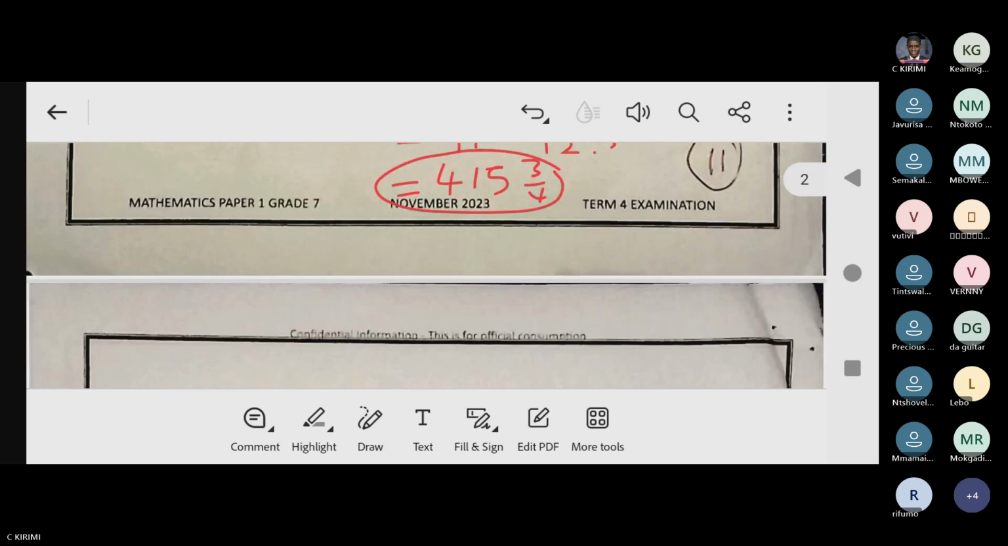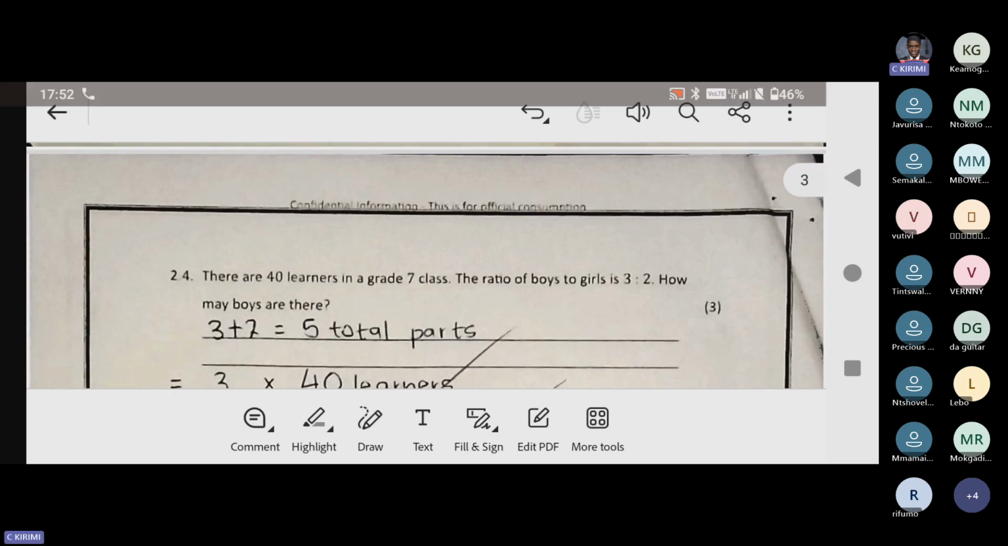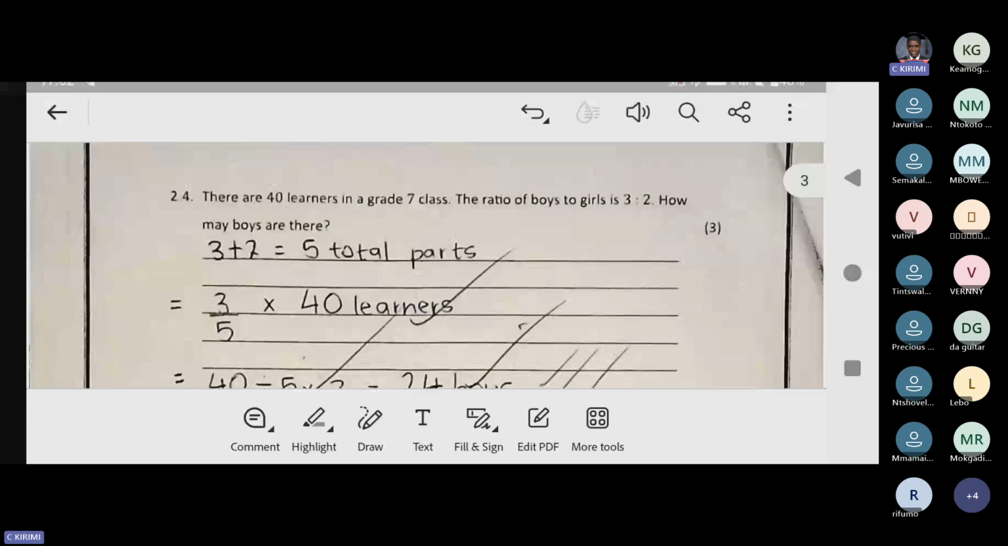All right. Then the next question for the grade 7s, you are left with about 8 minutes. You are left with 8 minutes to finish up.